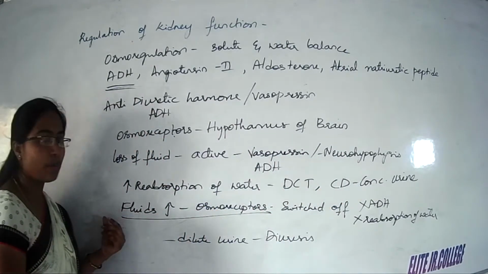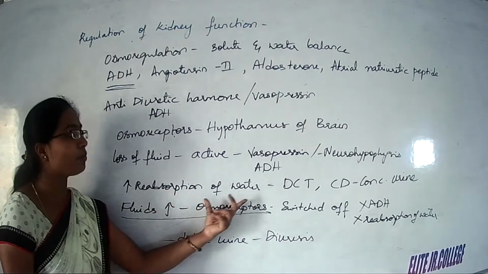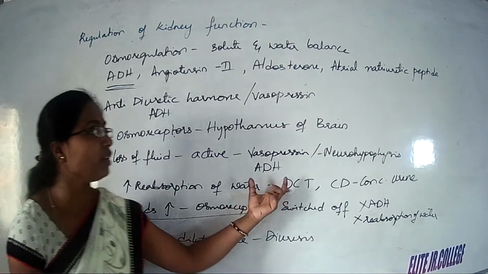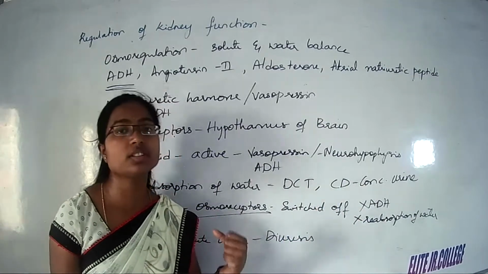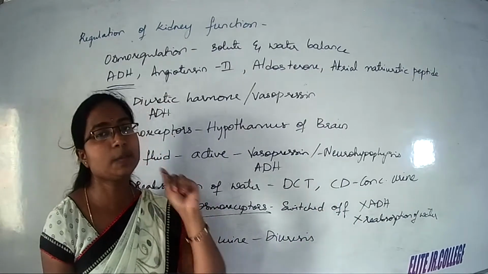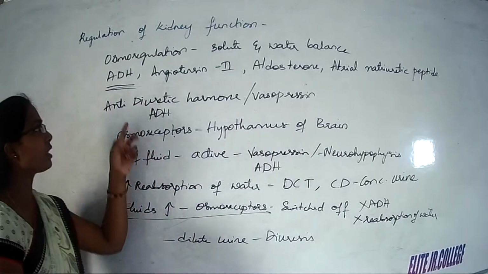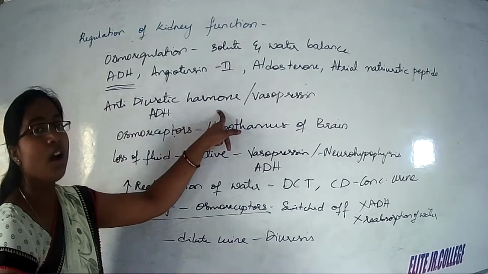Then this vasopressin is going to cause increase in the reabsorption of water from the distal convoluted tubule and collecting duct, as a result of which concentrated urine is produced. That means diuresis is prevented. That is why this hormone is otherwise called antidiuretic hormone.